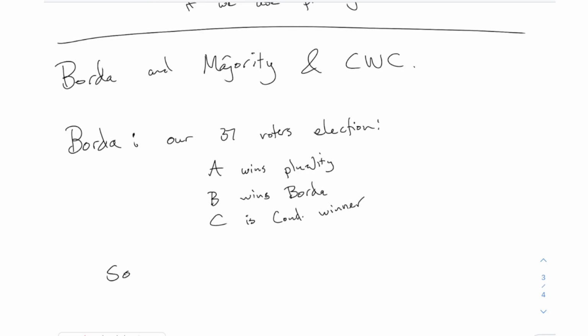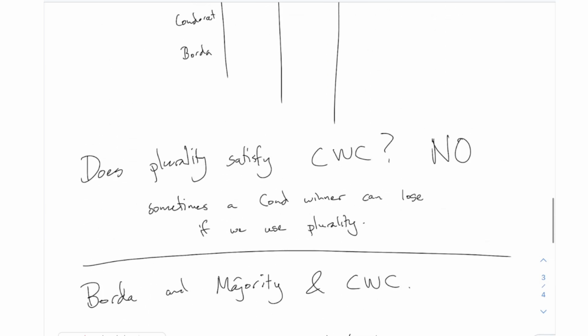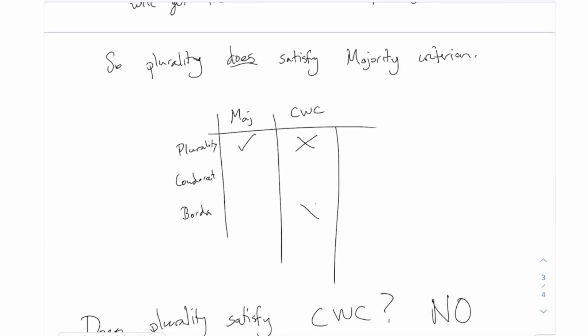So the Borda count does not satisfy the CWC, all right? So I'm going to go up and fill in that little chart there. I'm going to put an X under Borda and the Condorcet winner criterion. It is not satisfied. I skipped a row here. We'll fill that in probably next time.